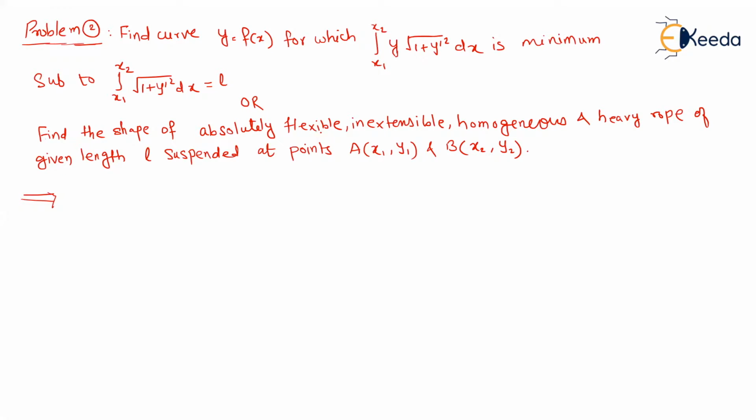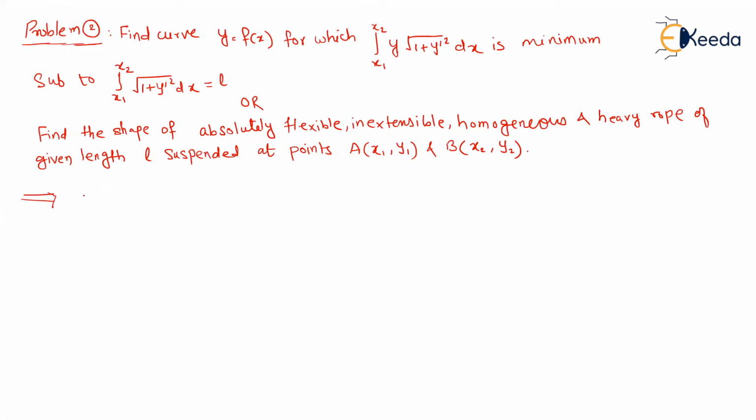Find the shape of an absolutely flexible, inextensible, homogeneous and heavy rope of given length L suspended at points A and B. So first of all friends, if the problem is asked in this way, then you need to remember this equation. If you don't remember this equation and the problem is asked this way, obviously you know the solution but you can't simplify it. So you need to remember this particular problem. If the question is given in this particular format, then also you need to remember the equation.